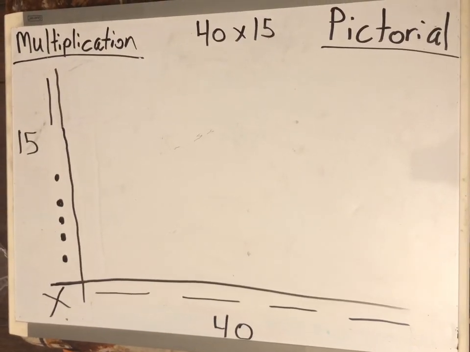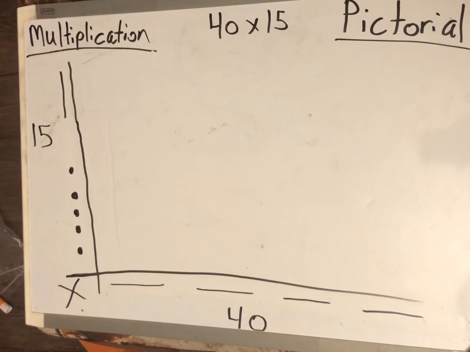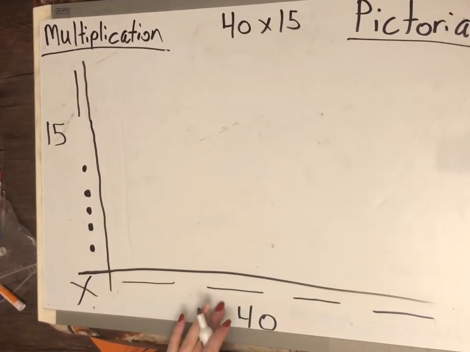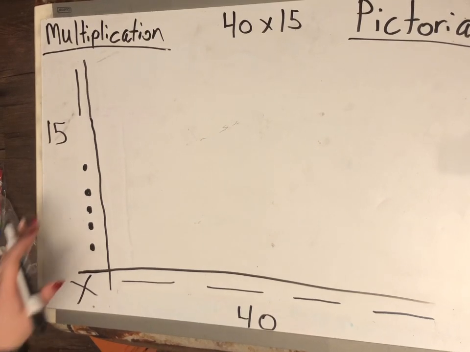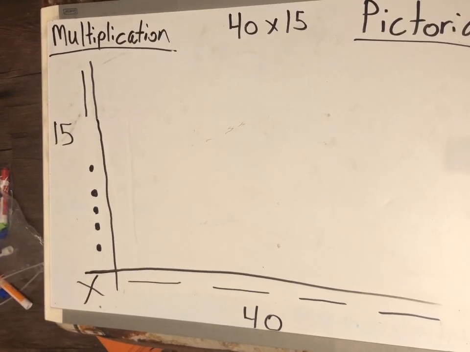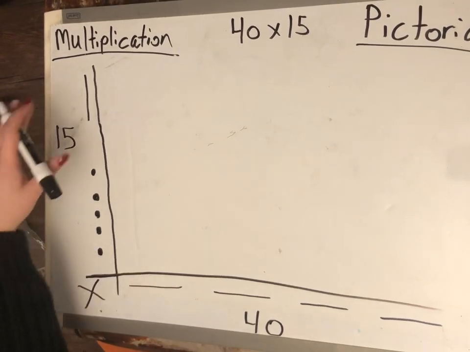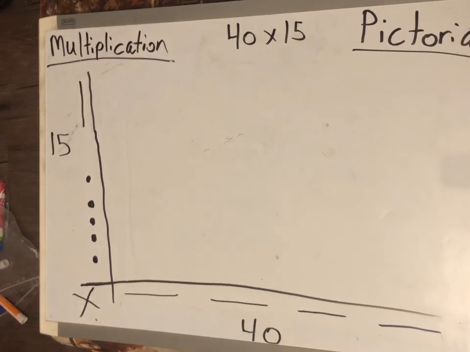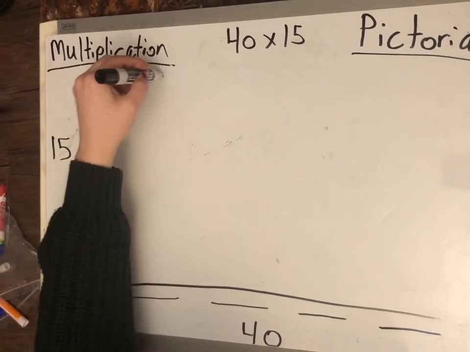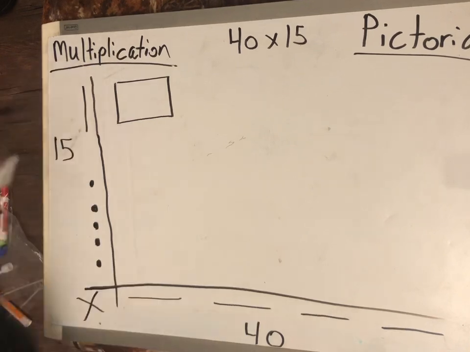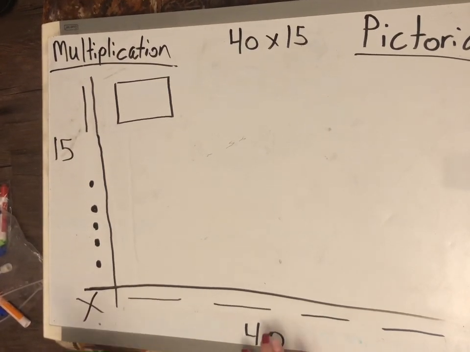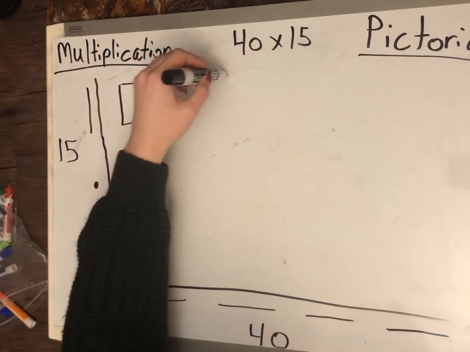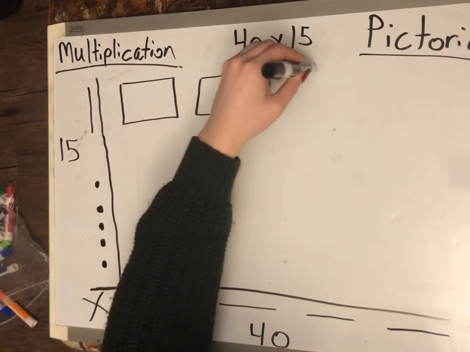So now we will be using a pictorial strategy for our multiplication equation of 40 times 15. These sticks are representing my 10's place value, and the dots are representing my 1's place value. So a stick times a stick equals a 100, so it's going to turn into a square, similar to our flat. So it's going to be a stick times a stick all the way down, so you should be left with 4 squares.